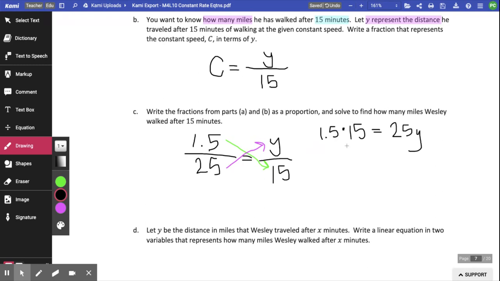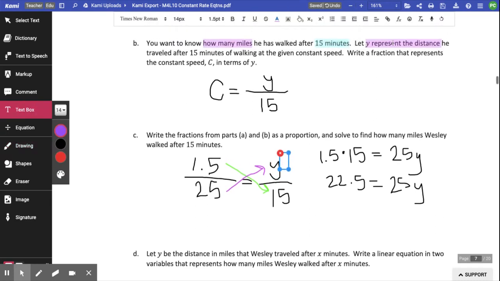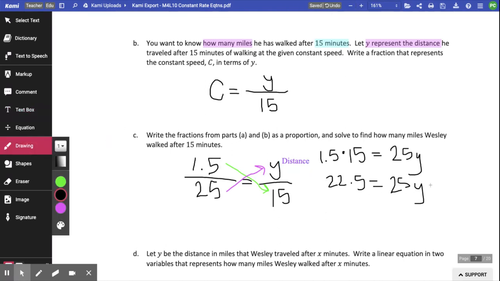1.5 times 15, use your calculator for that if you'd like, or try it by hand. I'm going to use a calculator: 1.5 times 15 is 22.5. And again, that's still equal to 25 times y, which is just 25y. But let's remember that letter y, just like up above here, represents the distance that he's walking in the 15 minutes. So we want to know what is the distance that he's walking in those 15 minutes. So we want to solve for this letter y.